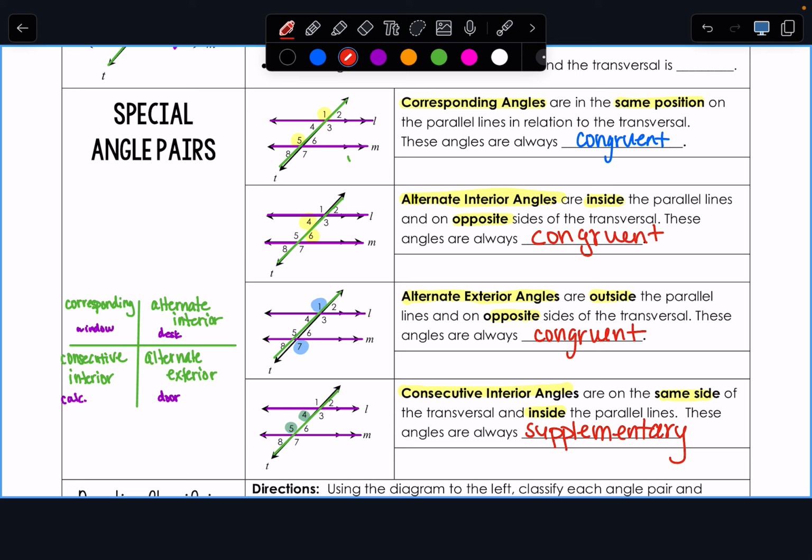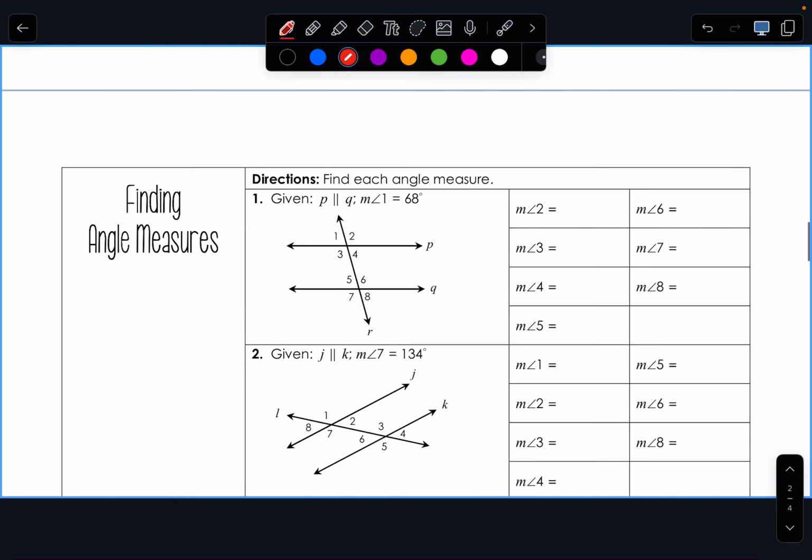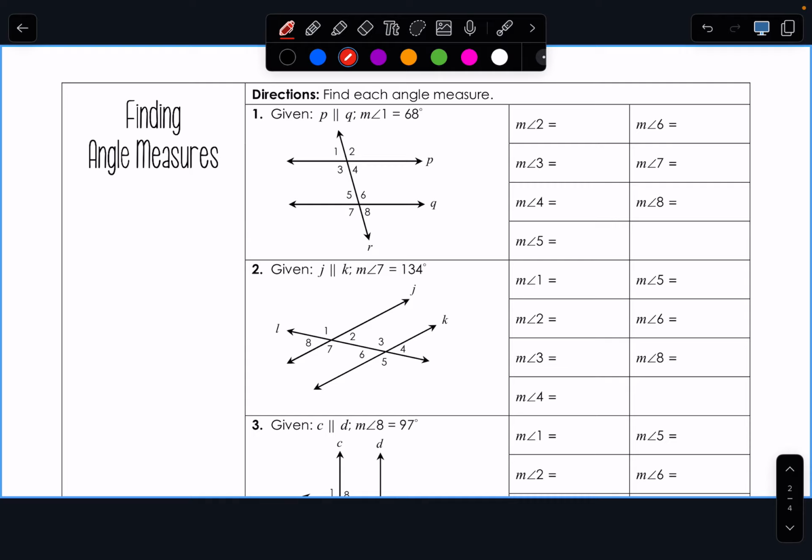So what we need to be able to do, not only do we need to look at our picture and be like, oh yes, I know what kind of angles these are, corresponding, alternate interior, whatever. You need to be able to know the relationship, but you also need to be able to tell what the measure is, okay? So I want everybody to go to the top of page 8.